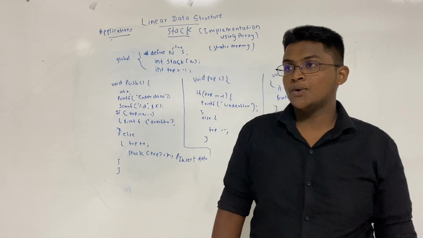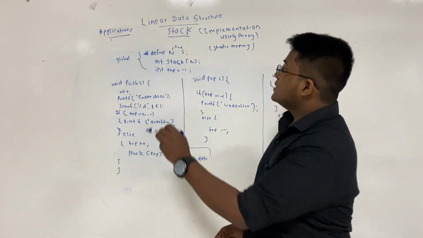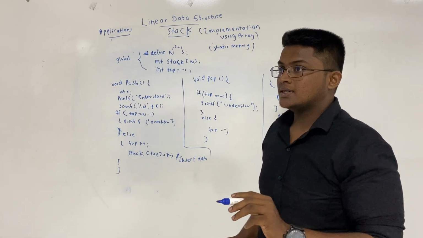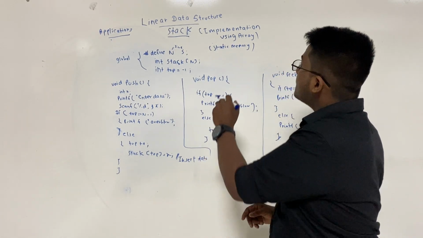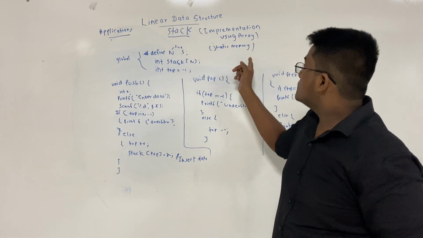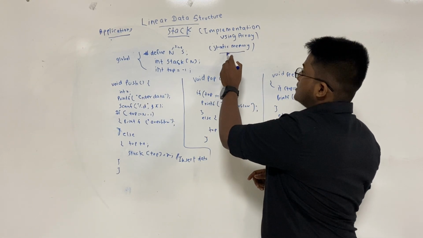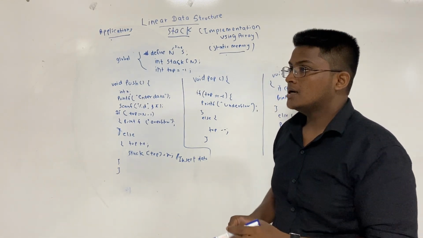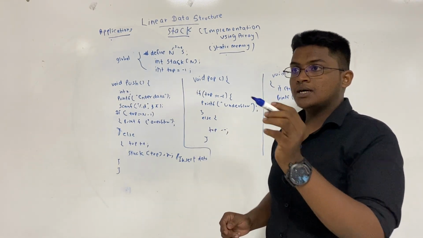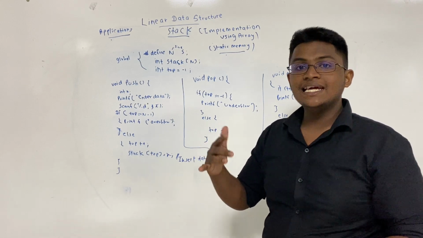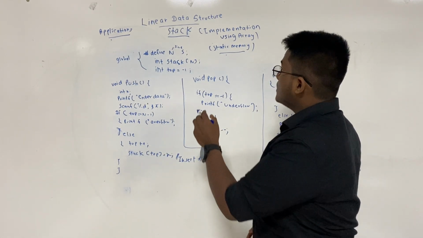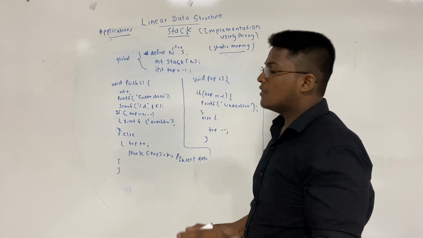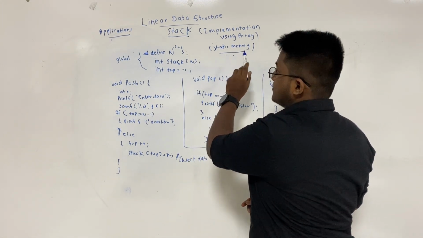Okay guys, now we will move up with the stack implementation. Now I'm going to implement the stack using an array. That means we are using static memory allocation. You can use dynamic memory allocation also, but in dynamic memory allocation we must use a linked list. Now we are going to implement using arrays, and for that we want static memory allocation.